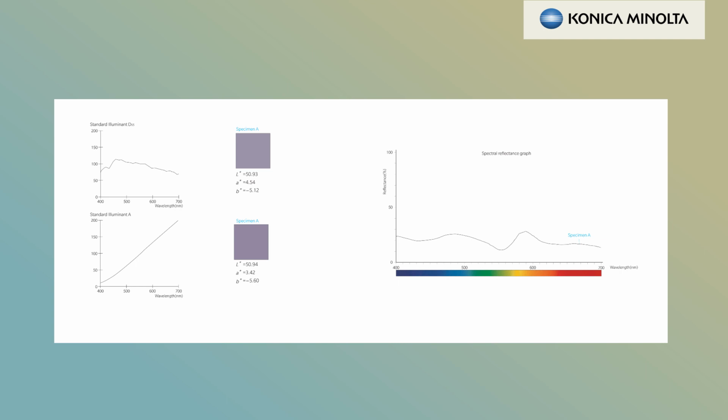Specimen A is purple. On the left, you can see the two observation illuminants D65 and illuminant A. To the right of the illuminant data, you can see LAB values under each illuminant, and to the right, the spectral reflectance curve of the sample. When we introduce specimen B, it's a good match to specimen A under D65, with a delta E value of 0. However, under illuminant A, the specimens appear very different indeed, with a large colour difference of more than 8 delta E.